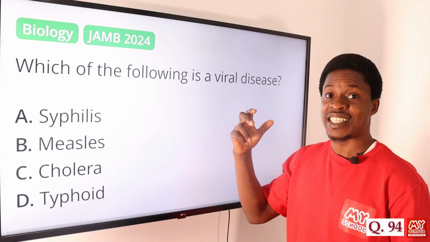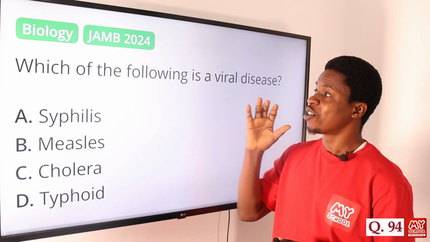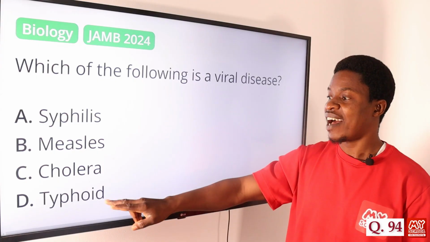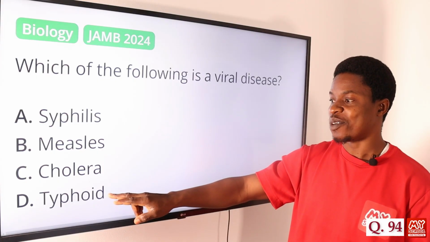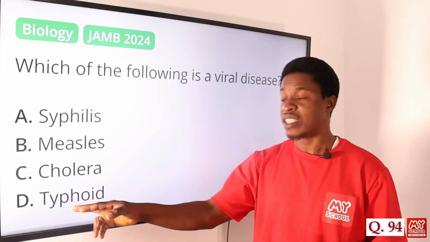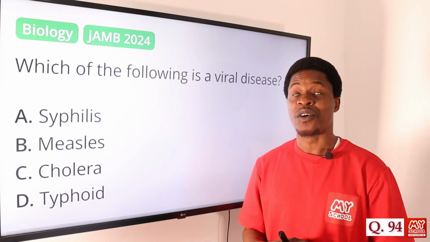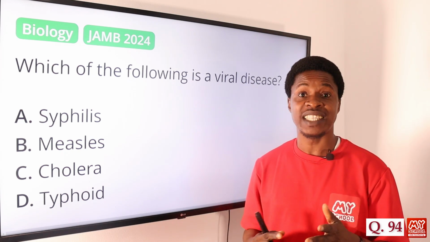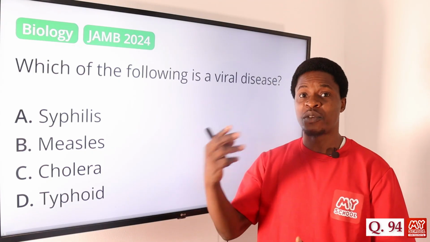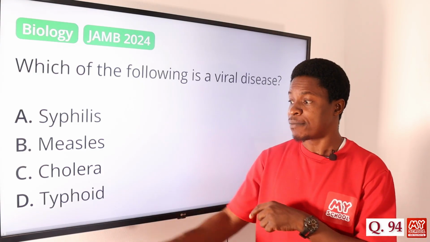When we say viral disease, that is caused by viruses. So which of the following is a viral disease? We have syphilis, we have measles, we have cholera, we have typhoid. Usually we know that typhoid is a bacterial infection. We call it typhoid fever, that is caused by the bacteria Salmonella typhi, or Salmonella paratyphi. Those are the bacteria responsible for causing typhoid.